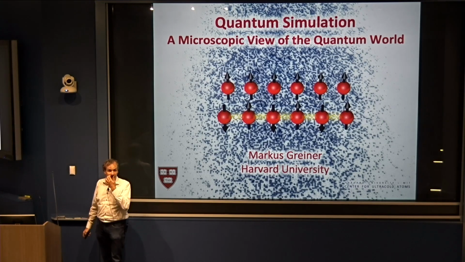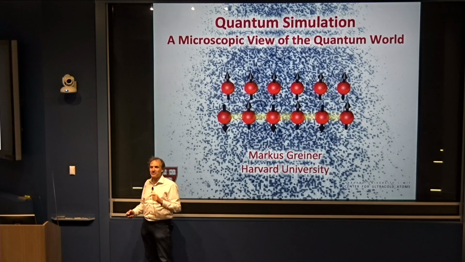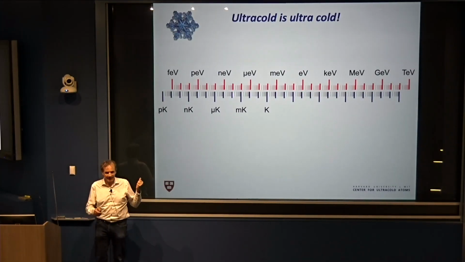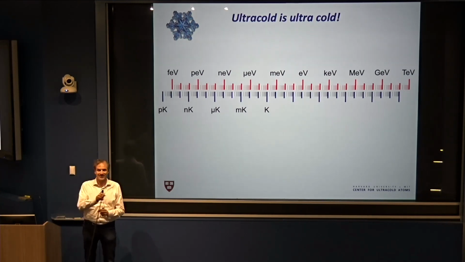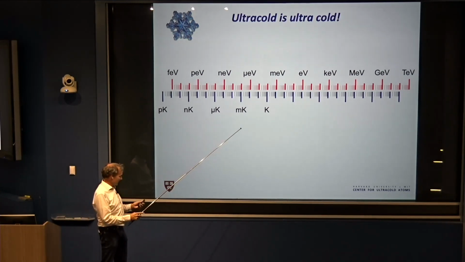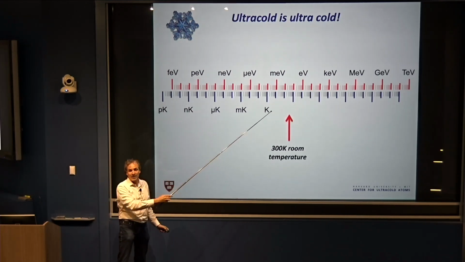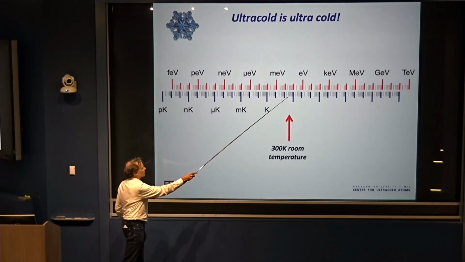So we use ultra-cold atoms. Let's start with that. What does that mean, ultra-cold atoms? So we are really cold. This is a logarithmic energy scale here. So here you have room temperature, right? This is about 300 Kelvin. And if you get colder and colder, you get closer and closer to absolute zero temperature. This is a logarithmic scale.